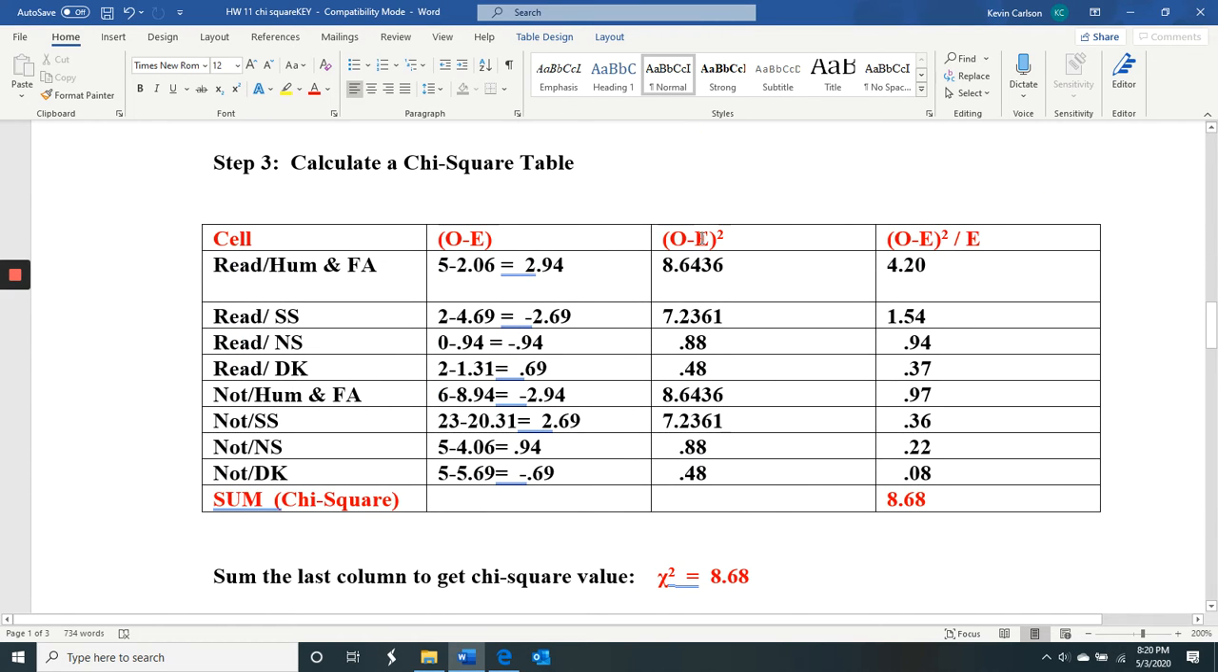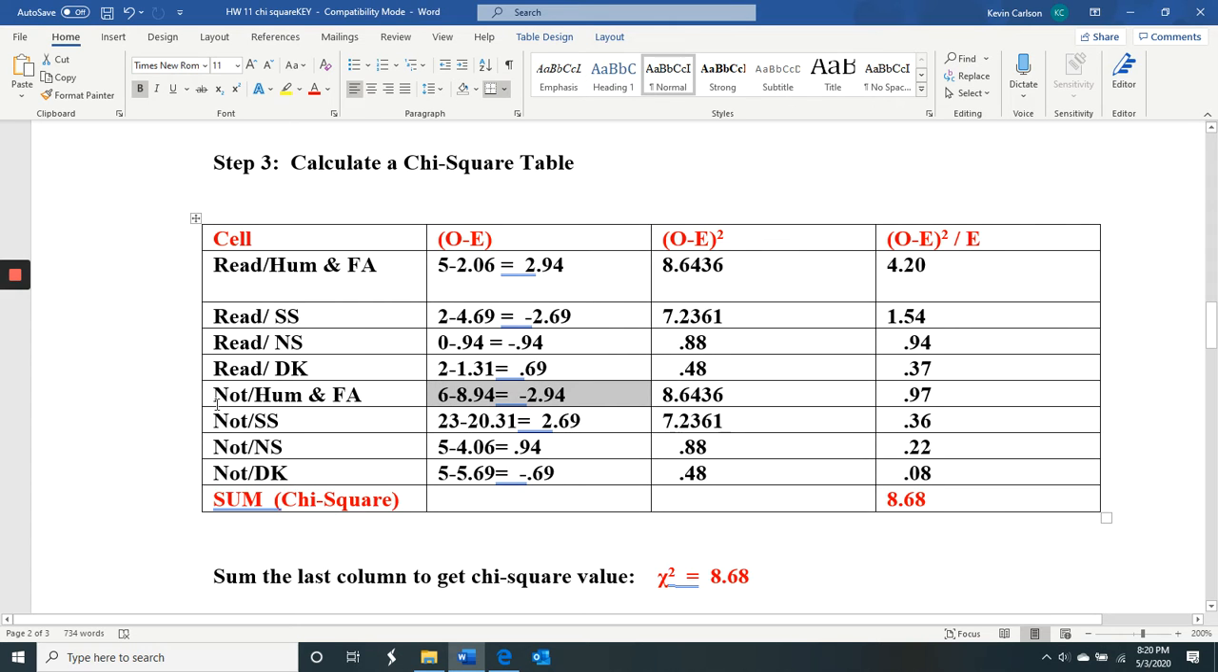So we have 5 people who actually read the LA Times and were humanities, fine arts majors in our sample. We expected 2.06 people there. So O minus E is 2.94. We take 2.94 times 2.94, we get this. And then we take this value and we divide it by 2.06. So we get 4.20. And we do the same thing for every cell.